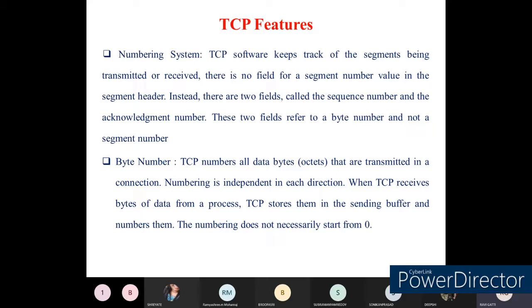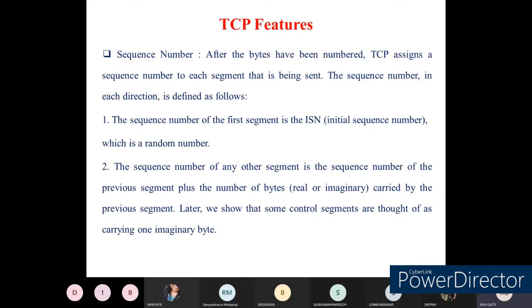When TCP receives bytes of data from the process, the TCP source stores them in a sending buffer and numbers them. At the transmitter end, when it receives data that has to be transmitted, the data is stored in a sending buffer, and we give numbering values for identification. It is not necessary that the numbering always starts with 0.